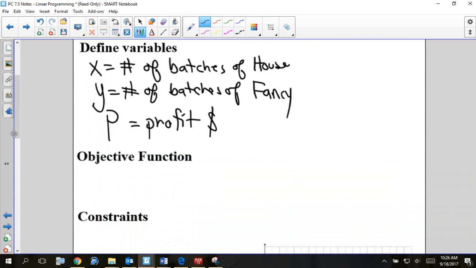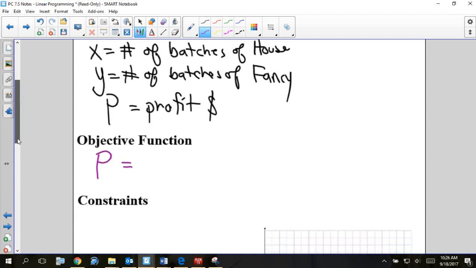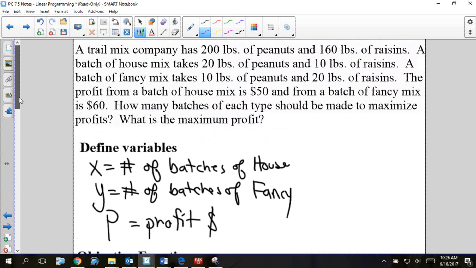The next thing we're going to do is find our objective function. I'm going to use a color for this one because I'm going to highlight some words. Our objective function, which you graphed for your assignment that we just graded today, is going to come from the profit. How we're going to get that maximum profit is our objective function. So I'm going to start with P equals, and then I look for anything that has to do with the profit.